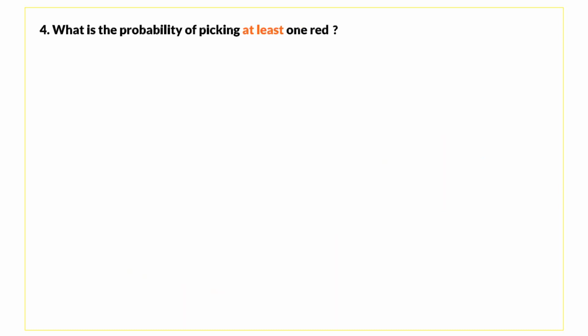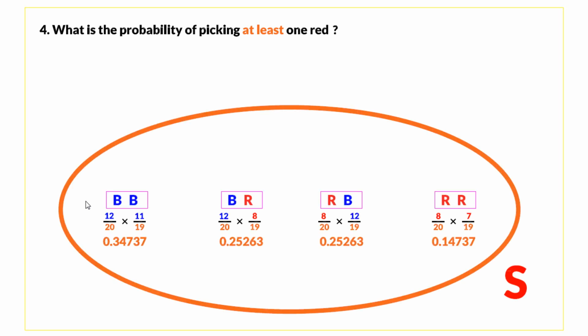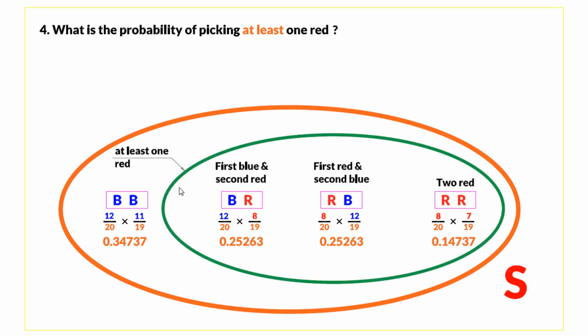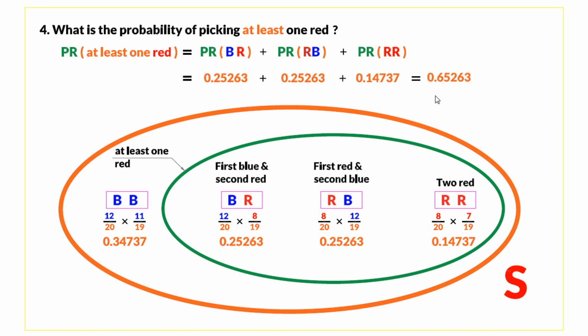Question number 4. What is the probability of picking at least one red? So we may either pick one red or more, which is two reds. So the union of these events creates the event we are looking for, at least one red, and the probability of this event is equal to the sum of all the probabilities of each individual event, and that is 0.65.